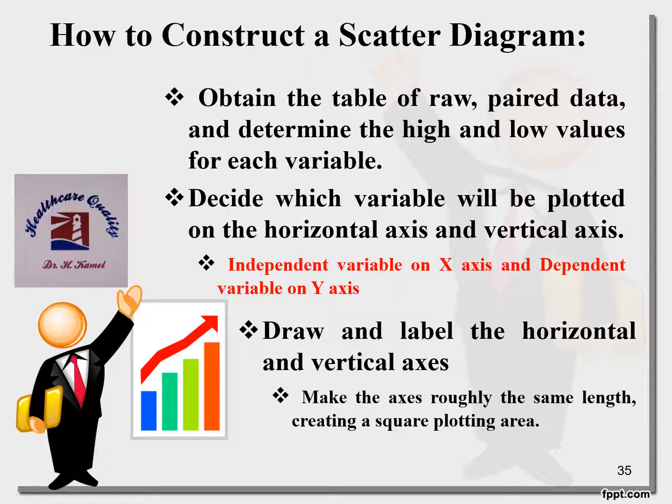Obtain the table of raw data and determine the high and low values for each variable. Decide which variable will be plotted on the horizontal axis and the vertical axis. Usually independent variable on x-axis and the dependent variable on y-axis. Draw and label the horizontal and the vertical axis. Make the axes roughly the same length, creating a square plotting area.